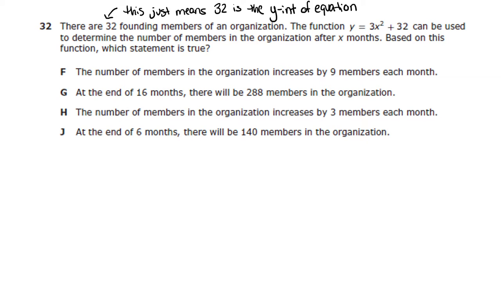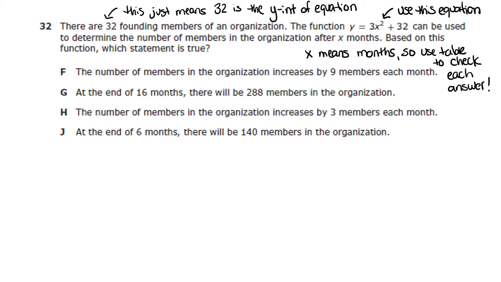Okay, first off, that 32 founding members just means that's the y-intercept of the equation. And they give us the equation. It's y equals 3x squared plus 32. So all we need to do is use that equation that is already solved for y and make sure you know that x means months, and then we're going to check off each one of these answer choices one at a time. That's it for your hints on this question.